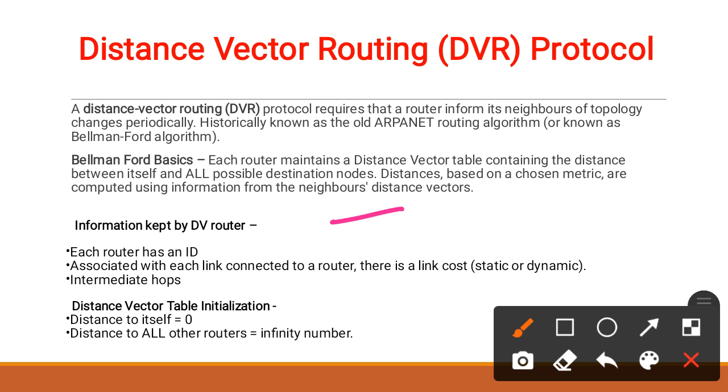Information kept by the DV router: its ID, and associated with each link connected to the router, the link cost and the intermediate hop. In the distance vector algorithm, the distance vector table holds distance to self as 0, and distance to all other nodes that are not near it is considered infinity.